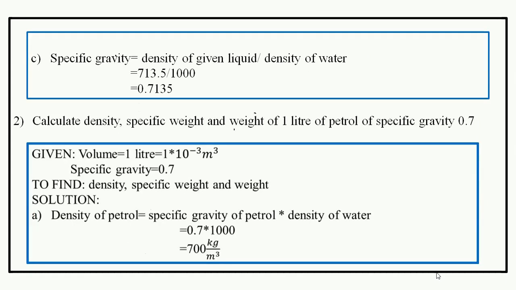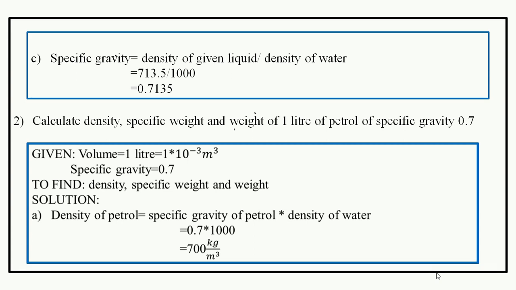The third property is specific gravity, that is the ratio of density of the given liquid to the density of water. We know the density of water is 1000, so simply divide by 1000. 713.5 divided by 1000, we are getting the specific gravity as 0.7135.